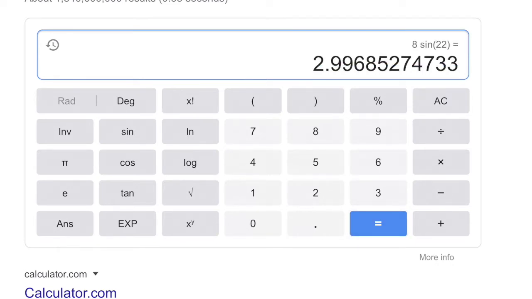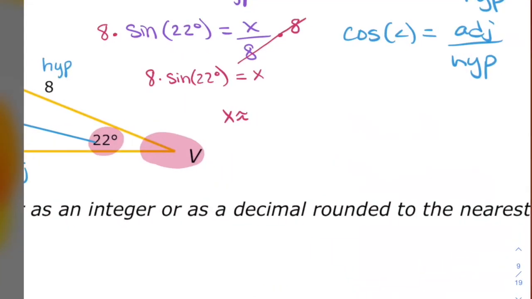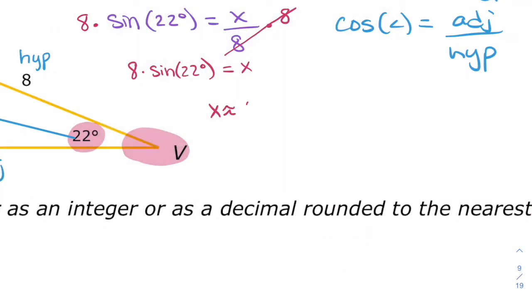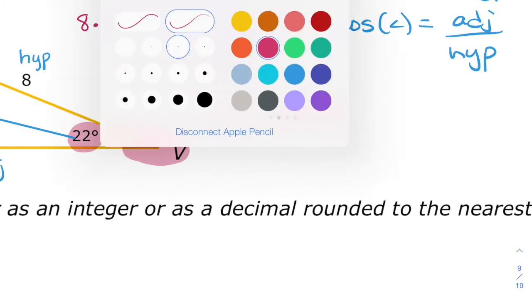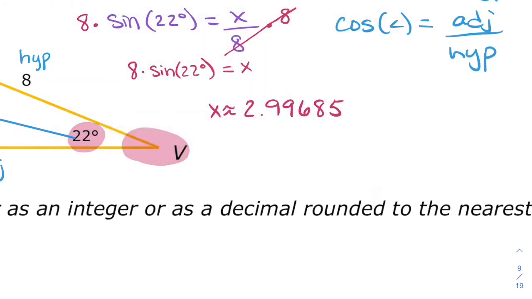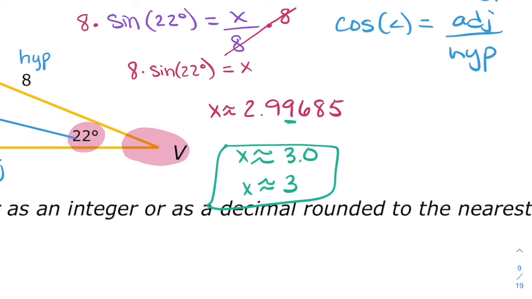And that is 2.99685. And we are now going to round this to the nearest tenth. So that's going to give me x is approximately equal to 3.0. We could even say x is approximately equal to 3. Those are both results. Those are both answers.